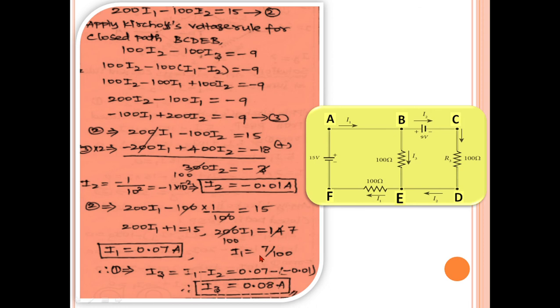So what is the value of I1? I1 is 7 by 100, that is 0.07 ampere. I2 is minus 0.01 ampere. Then the I3 value is 0.08 ampere. Thank you very much.